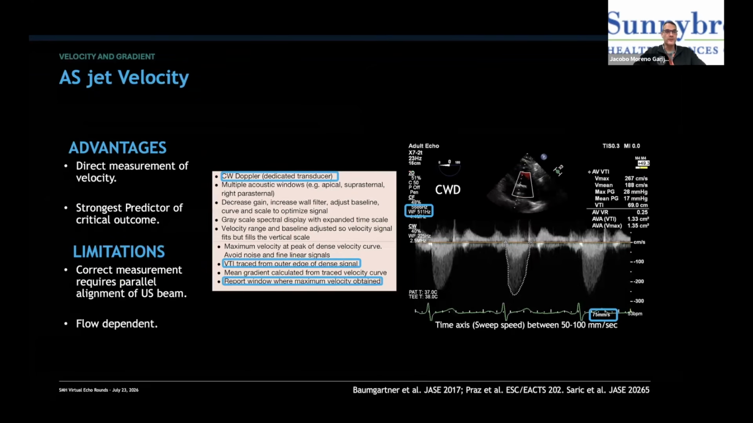Okay, when we use continuous wave Doppler for the AS jet velocity, the advantage is a direct measurement of the velocity, which is a strong predictor of clinical outcomes. But the limitation is that you require a parallel alignment of the ultrasound beam, and sometimes this doesn't happen. Again, remember, as recommended by the guidelines, the VTI should be traced from the outer edge of the dense signal, and you should report it where the maximum velocity was obtained. And again, remember, this is going to be flow dependent.